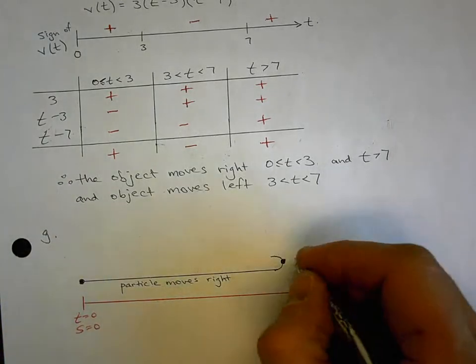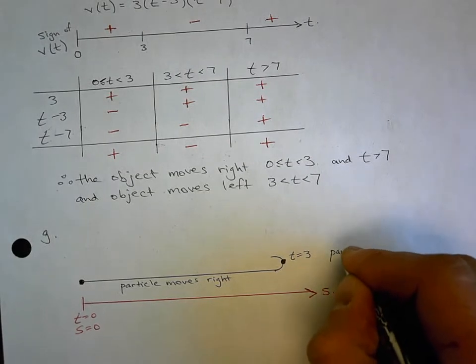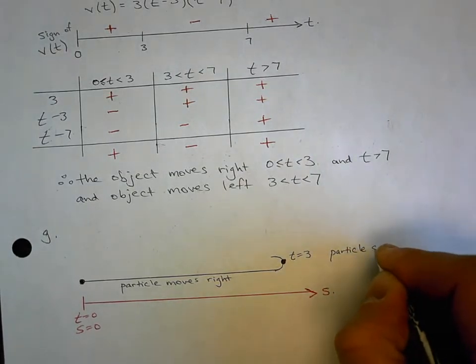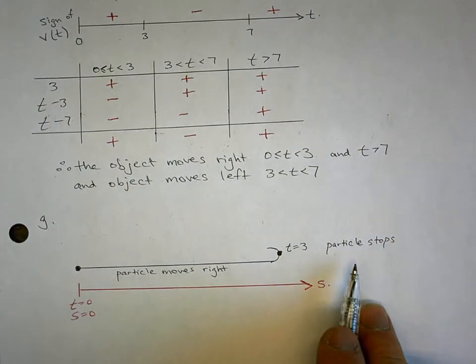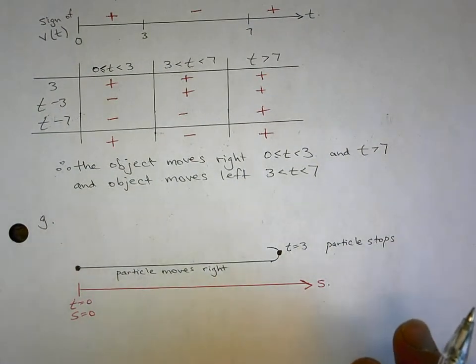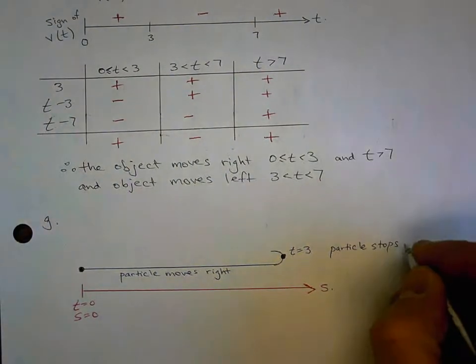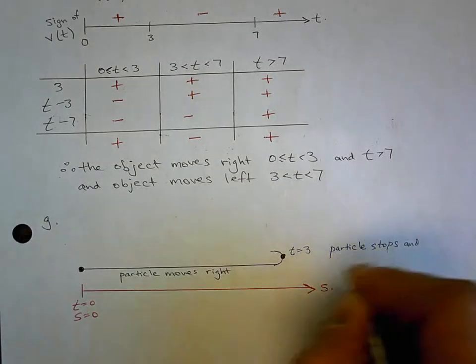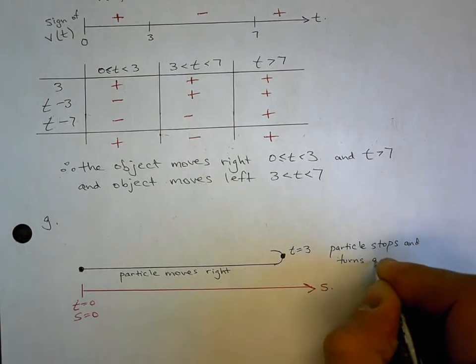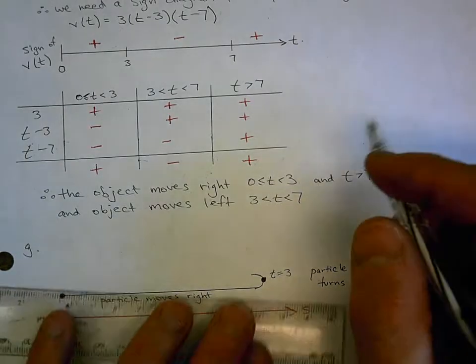Okay, now we know that at t equals 3, the particle stops. Remember, we figured out that at t equals 3, that was a previous question. We know the particle is at rest at t equals 3. So the particle stops, and then it turns around. And we know then that the particle is moving left for a little bit.